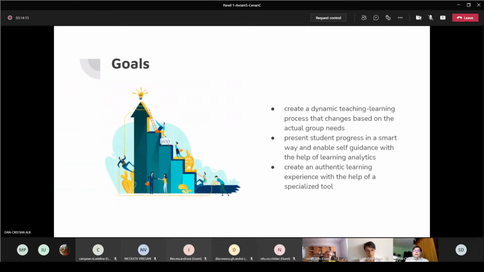In this way, the goals are pretty simple. We want to create a dynamic teaching learning process that changes based on the actual group needs. We want to present the student progress in a smart way and enable self-guidance with the help of learning analytics. And overall, we want to create an authentic learning experience with the help of a specialized tool.